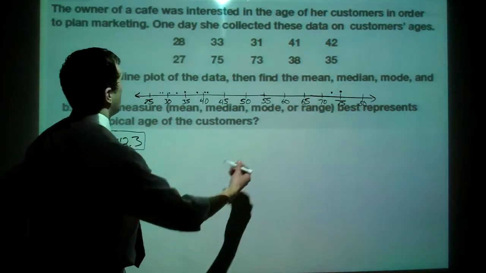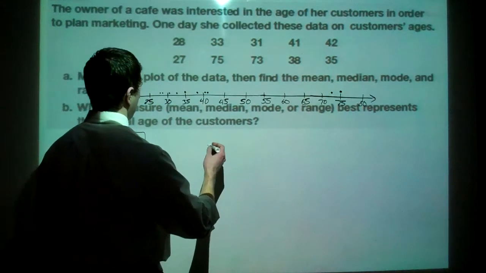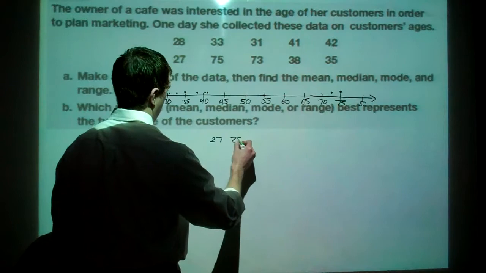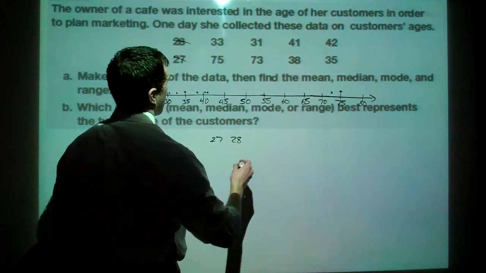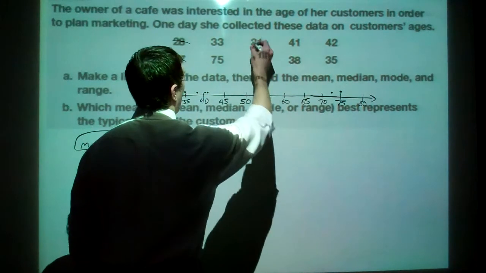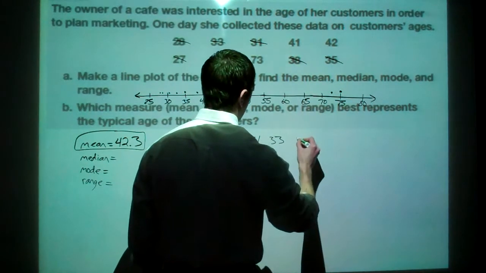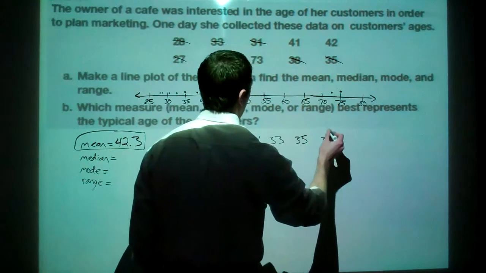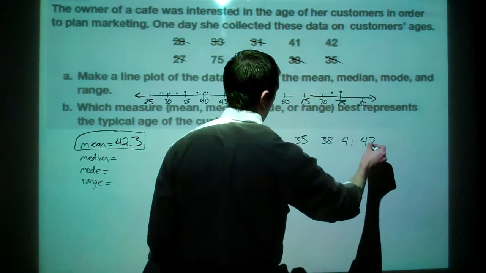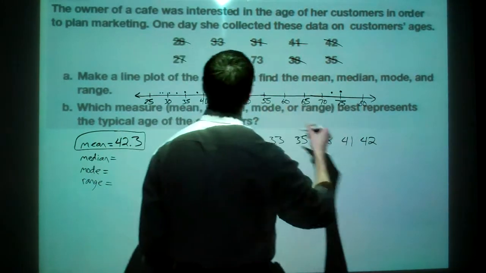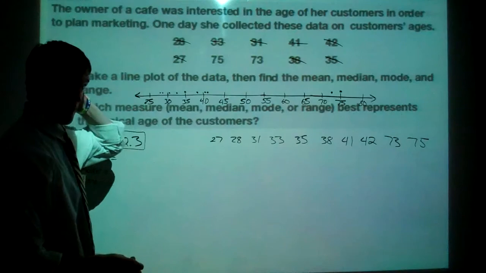So let's order from least to greatest. Looks like 27 is our lowest. 27, 28. What's next? 33. Nope, 31. 33. 35, 38. 41, 42. And then 73, 75. Okay. So we kind of do some crossing off because we want to find the middle number.